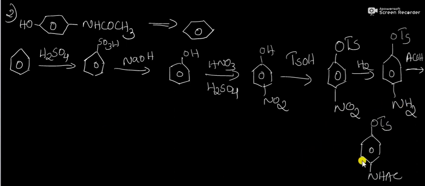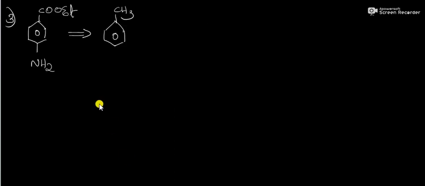And in the presence of acetic acid, this tosylation, that is our protection, will deprotect and convert into OH. That is our target molecule. Another question, how can you synthesize this compound from this starting material? Here the starting material is toluene.